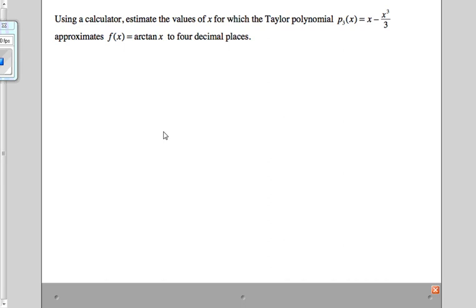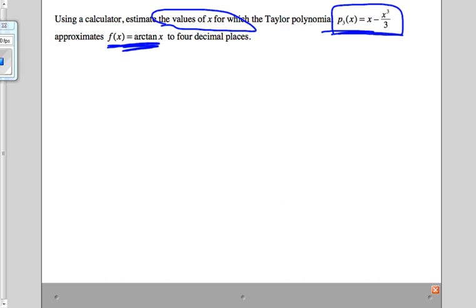We'll look at one more example of error, but in this case, we're going to look at error by using our calculator. So we have a Taylor polynomial, x minus x cubed over 3, and this Taylor polynomial approximates arctan of x. And we want to know the values of x for which this polynomial approximation will approximate my actual function arctan of x to 4 decimal places. Well, what is this really saying?